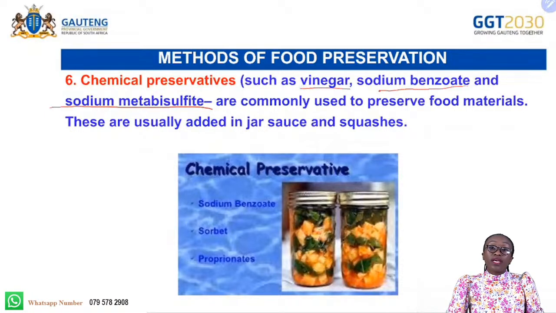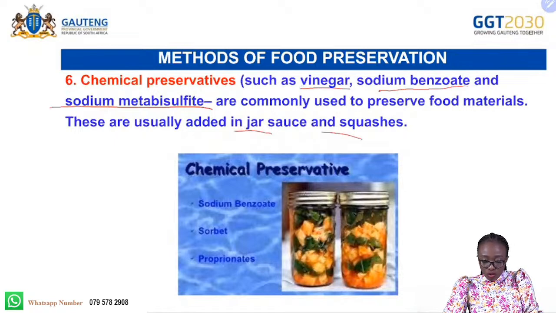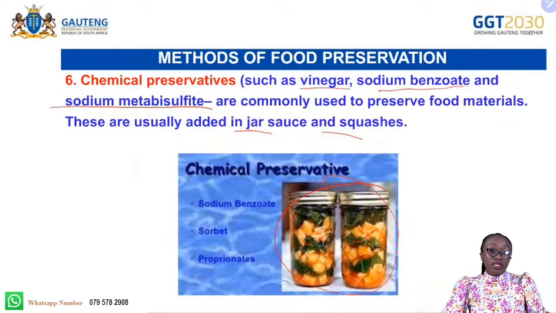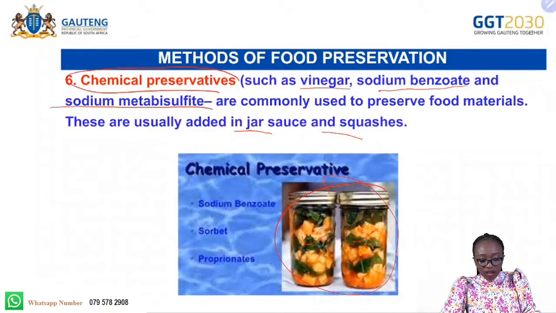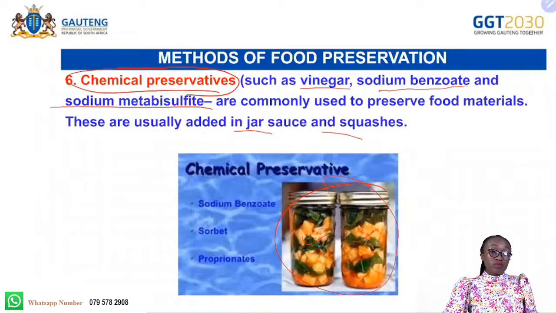So how are they used to preserve food materials? They are added onto the food, usually in a jar, like sauces and squashes. So there is a picture of some food that is in a jar where chemicals have been added to it. These chemicals prevent the growth of microorganisms. Them preventing the growth of microorganisms means the food is going to last a bit longer.